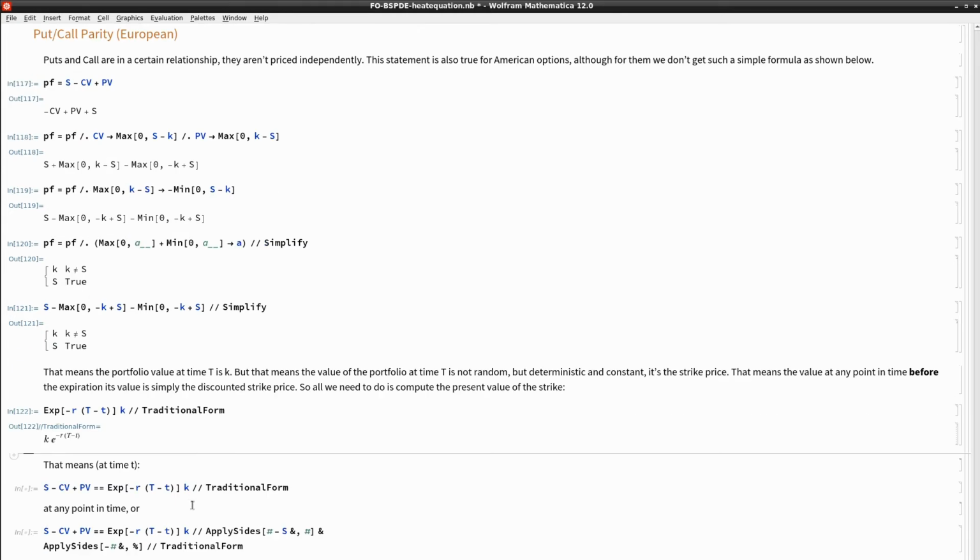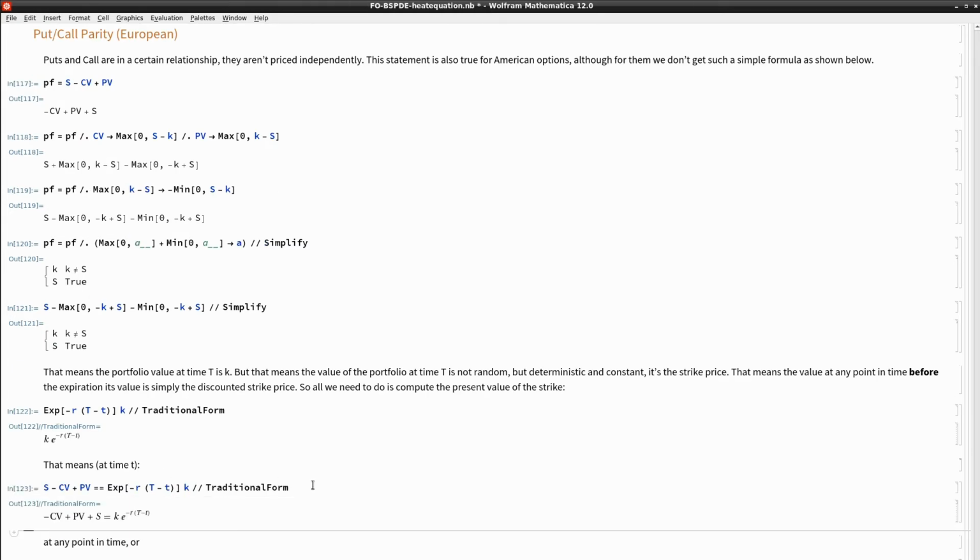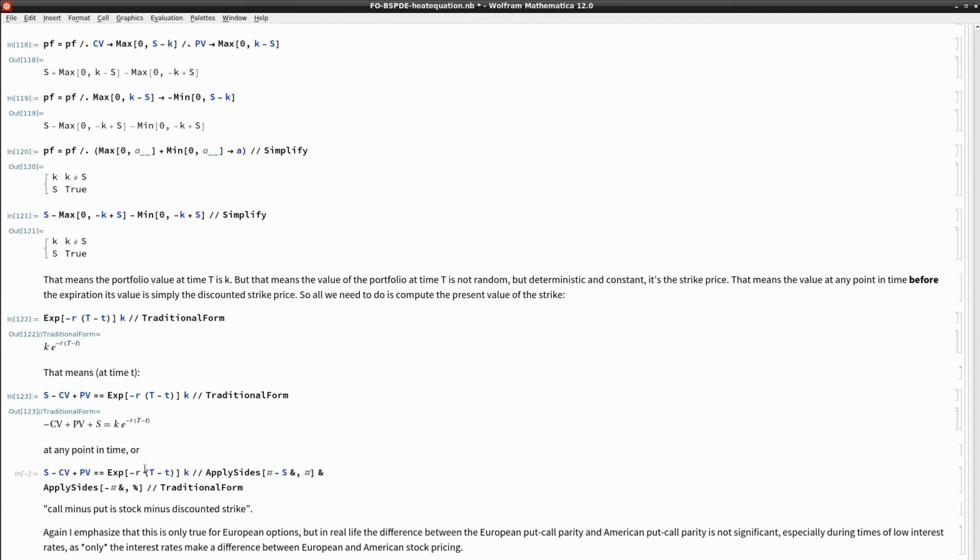So this means at time t, we have a portfolio value that is represented by this value. We simply set them equal, right? This k times the discount factor is the same value as our starting portfolio. Remember, this was S minus CV plus PV. So we set them equal and we get this equation now, and we rearrange.